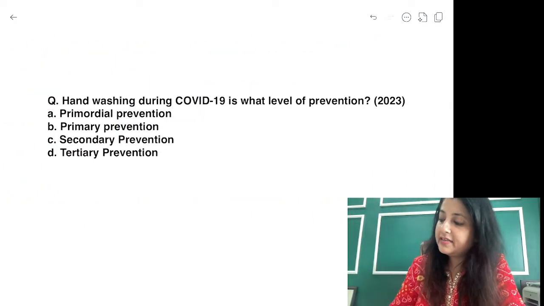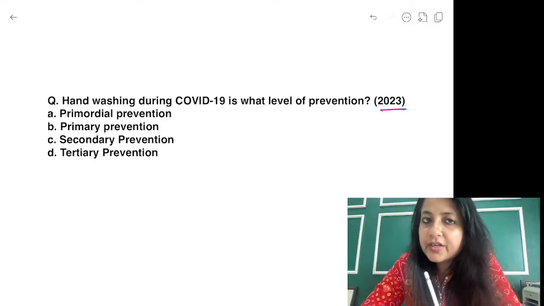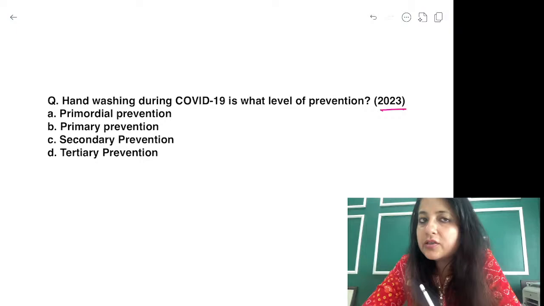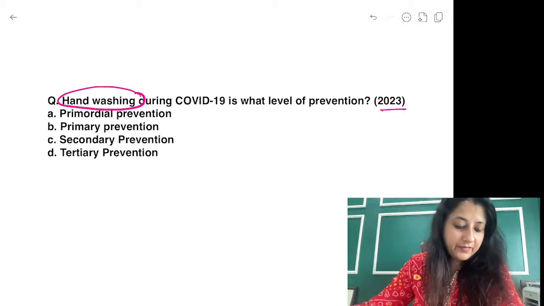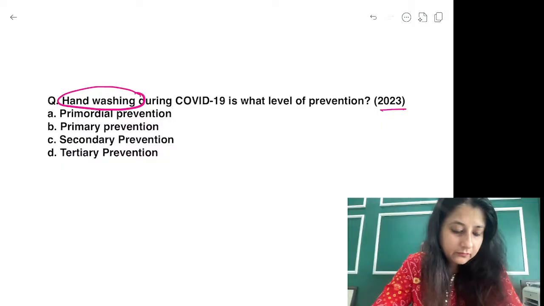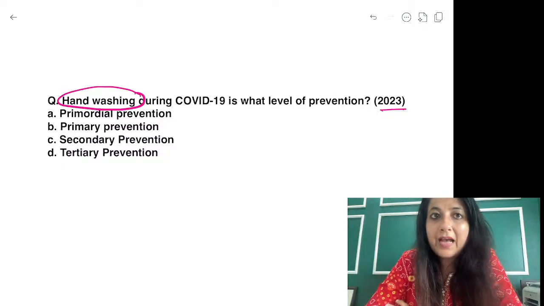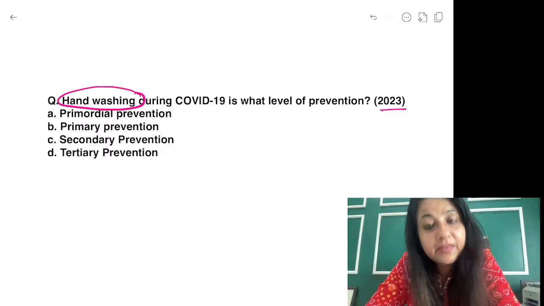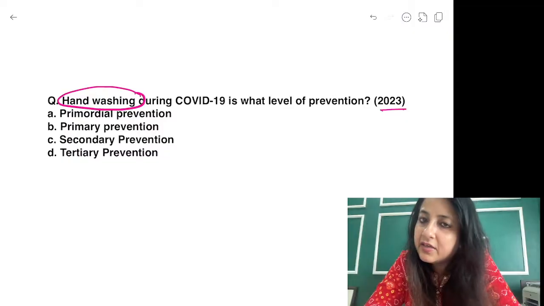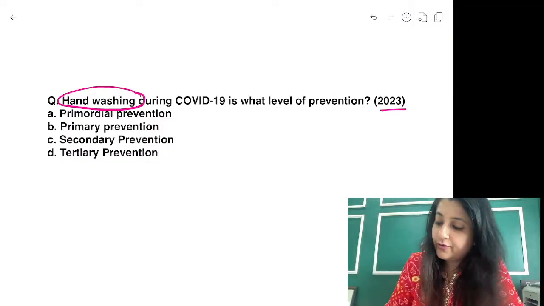We have all the questions that have come in different exams. Tell me, hand washing during COVID-19 is which level of prevention? Again, hand washing. Which level of prevention is it, guys? Priya, over here the government is launching tobacco control laws, meaning control tobacco. That means tobacco is already being released, so risk factor is already present. Then which prevention will you apply? Primary. Over here also primary.